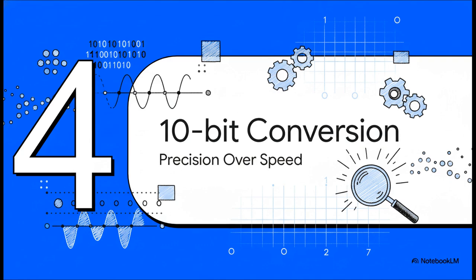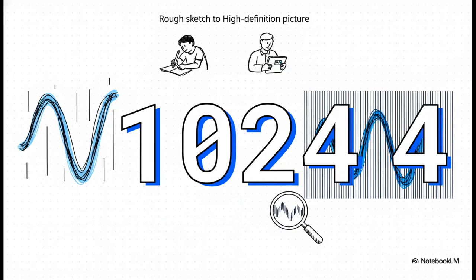For that, we're going to need a few more bits. Okay, let's level up to 10-bit conversion. Now get this. Just by adding 2 more bits, just 2, we leap from 256 steps to a whopping 1,024 steps. That's like going from a kind of blurry photo to a super high-resolution image. Suddenly, you can see all the tiny little details in the analog signal.